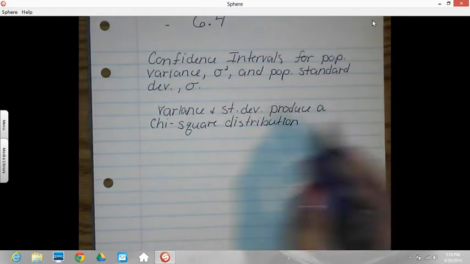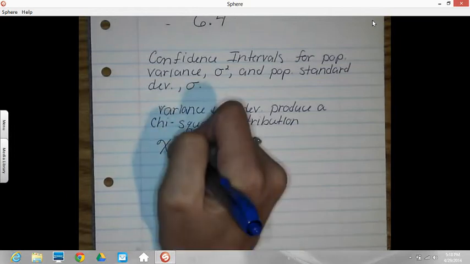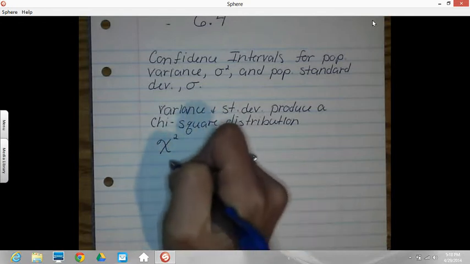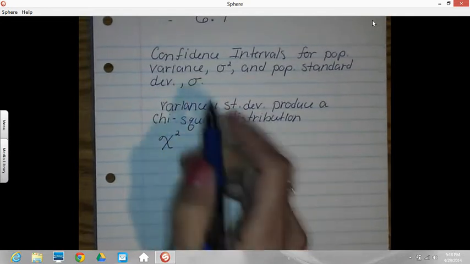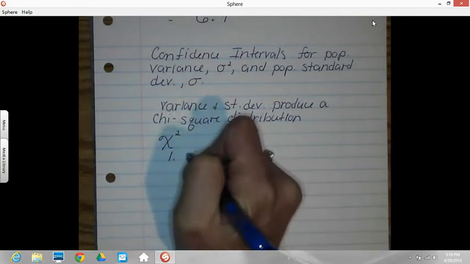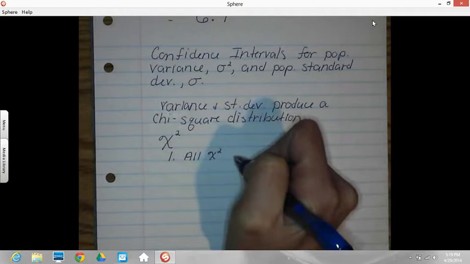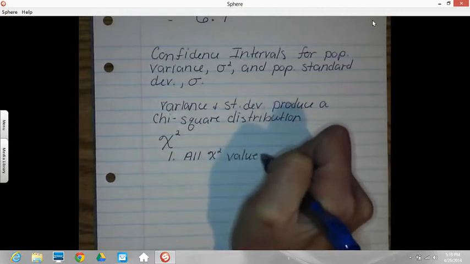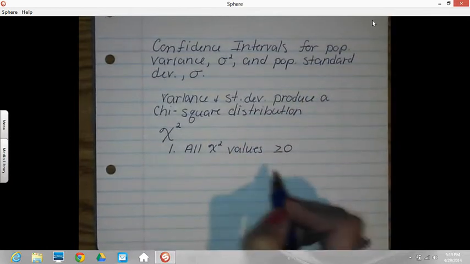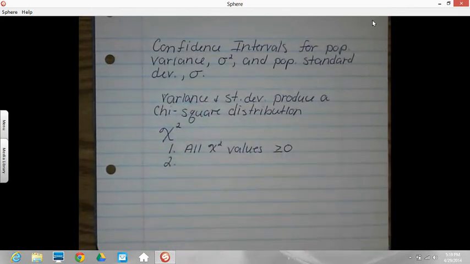Okay, the Greek letter chi looks like a big fancy X. That's chi-square, that's just our squared power. So a chi-square distribution has a couple of properties. Unlike the normal distribution, chi-squared values are always greater than or equal to 0. So all chi-square values are greater than or equal to 0. So we have no negatives here. So they're not symmetrical. And the curve is defined by degrees of freedom again.